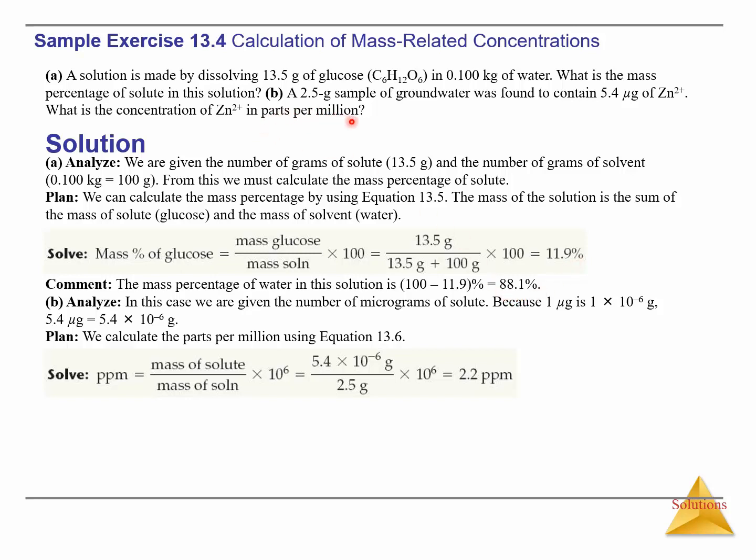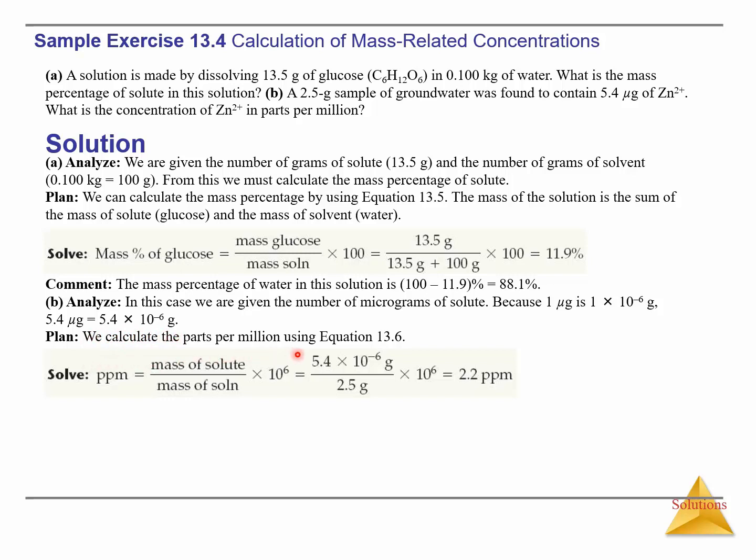B. A 2.5 gram sample of groundwater was found to contain 5.4 micrograms of zinc 2+. What is the concentration of zinc 2+ in parts per million? Now, notice, in this case, we are given the number of micrograms of solute, because 1 microgram is 1 times 10 to the minus 6 gram. 5.4 micrograms equals 5.4 times 10 to the minus 6 gram.